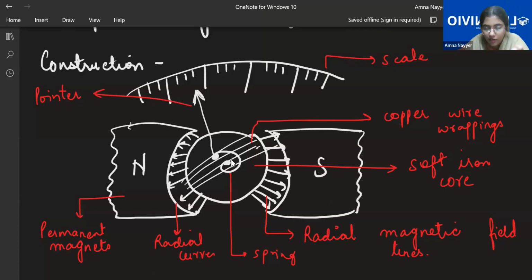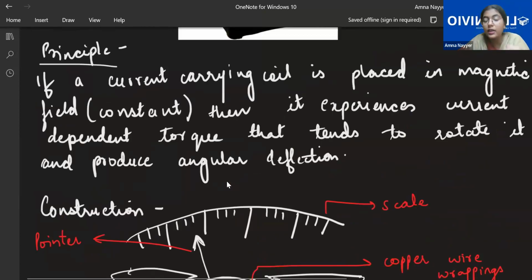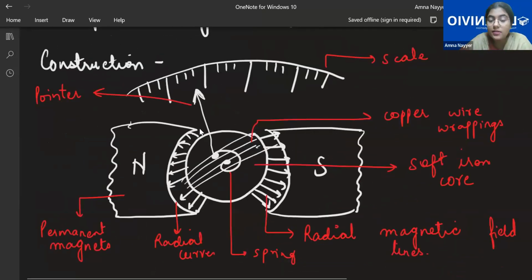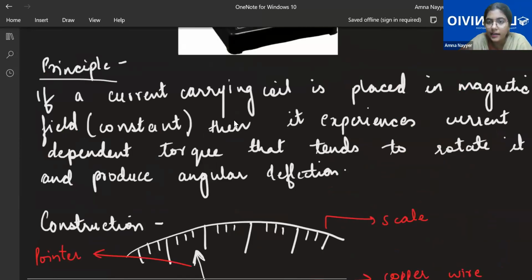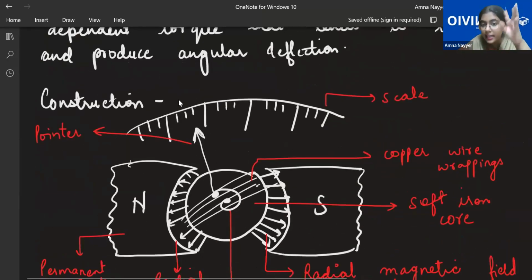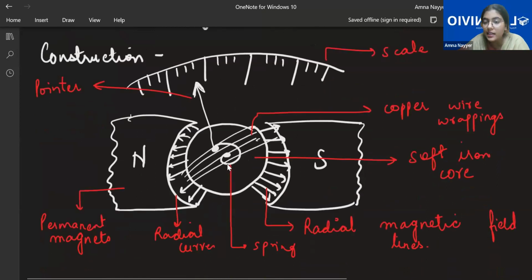So when the soft iron core is present in the magnetic field, it tends to have a torque. When the torque exists, it will produce angular deflection, because the function of torque is to produce a rotational effect. So that's why this moves. How is it related to current? Only if the current carrying coil is placed will these things occur. Deflection will occur. If there is no current carrying coil, no current in these copper wires, there is no deflection.